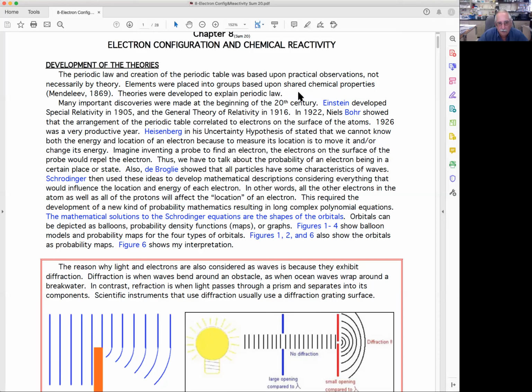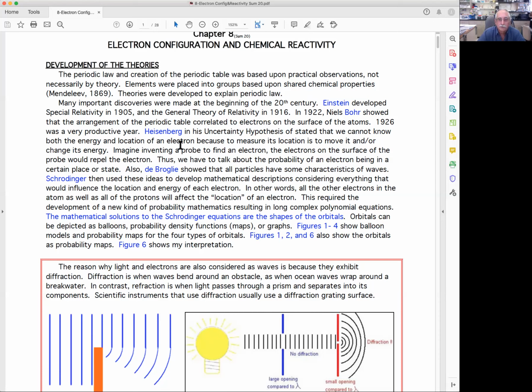So in the early 1900s, Einstein came up with special relativity and general relativity. Right after that, Niels Bohr showed that the arrangement on the periodic table correlated to electrons on the surface of the atoms, as we call valence electrons. And then Heisenberg, with his uncertainty hypothesis, stated that we cannot know both the energy and location of an electron.